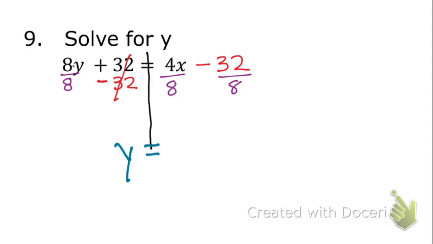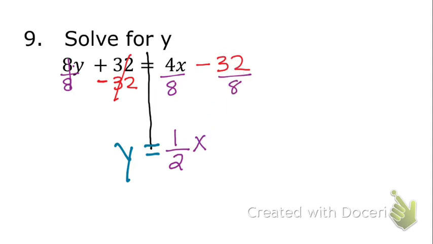8 divided by 8 is 1. So now I'm just left with my y. Now 4 doesn't divide by 8, but this fraction can reduce. This fraction is both divisible by 4, top and bottom, right? So 4 divided by 4 is 1. 8 divided by 4 is 2. So I'm left with 1/2 x.